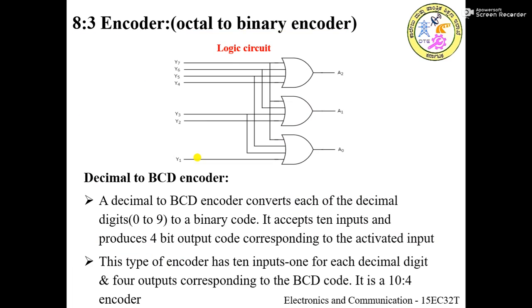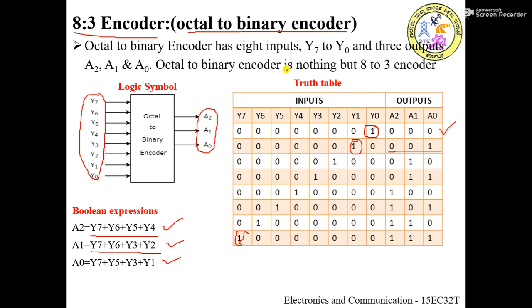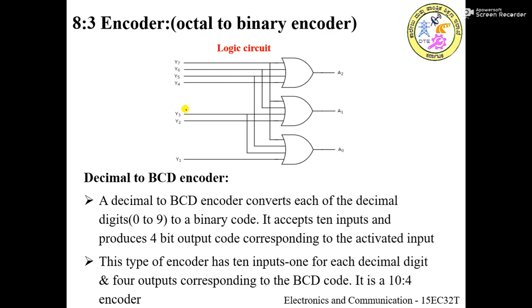So these are the logic expressions for the outputs. Let's see the logic circuit. This is the logic circuit for the 3 outputs. We need a 4 input OR gate and the corresponding signals are connected in this fashion. You can verify it later.